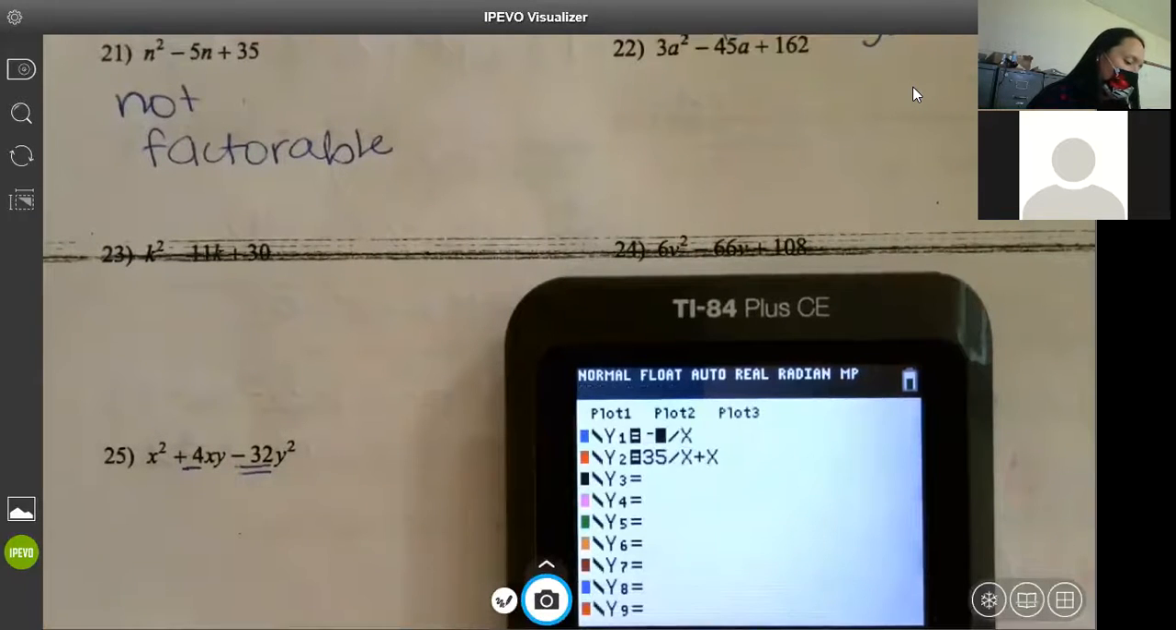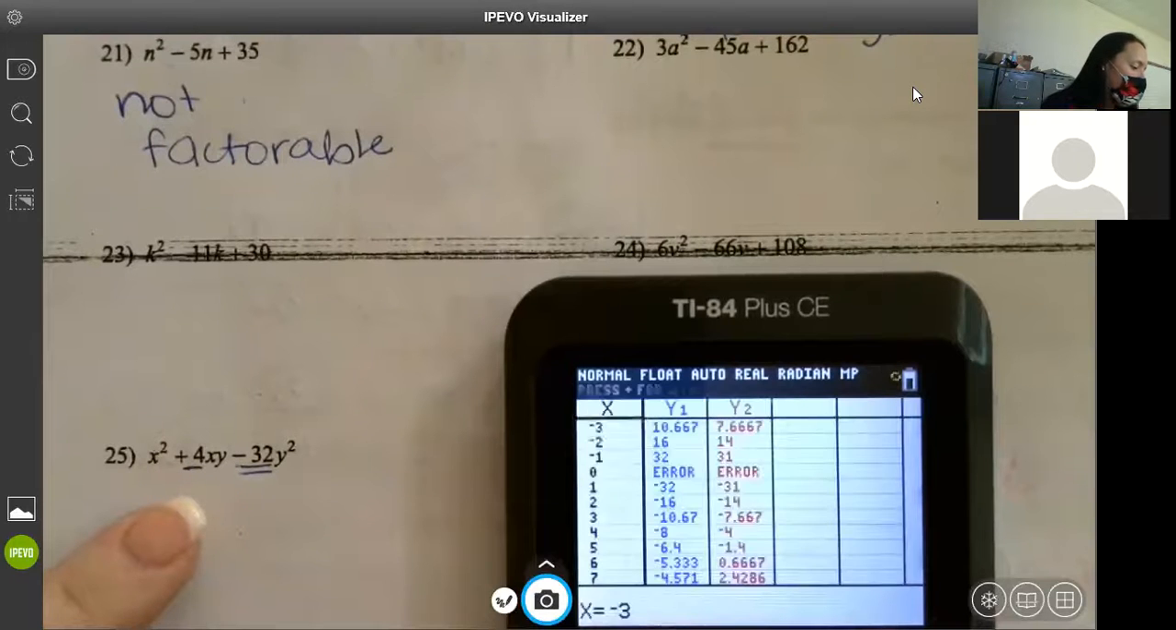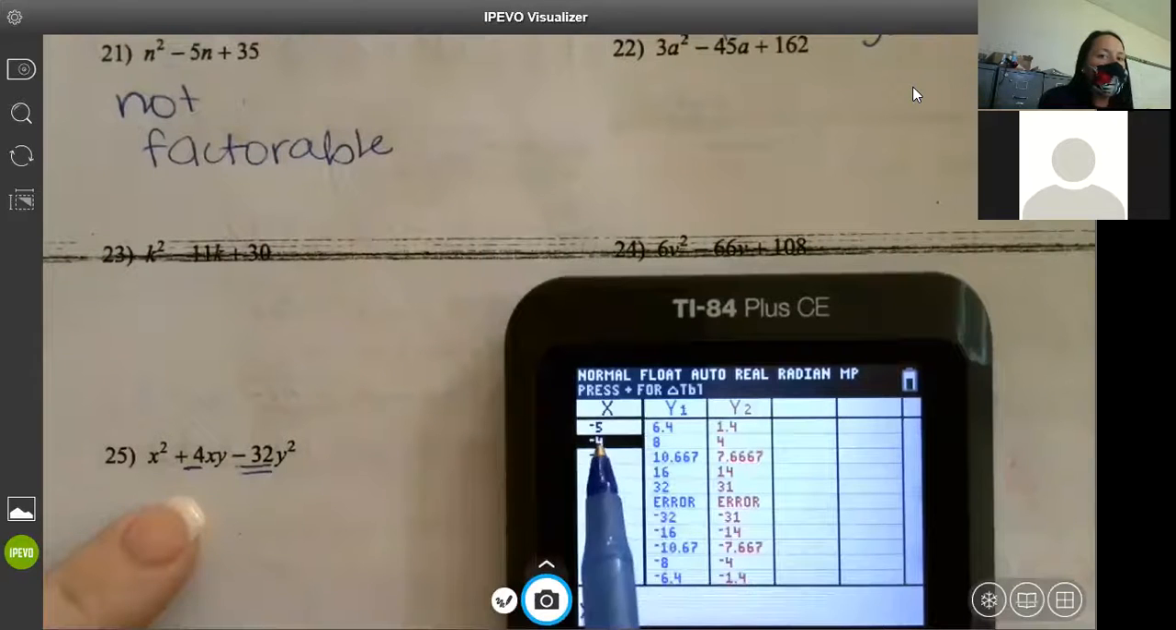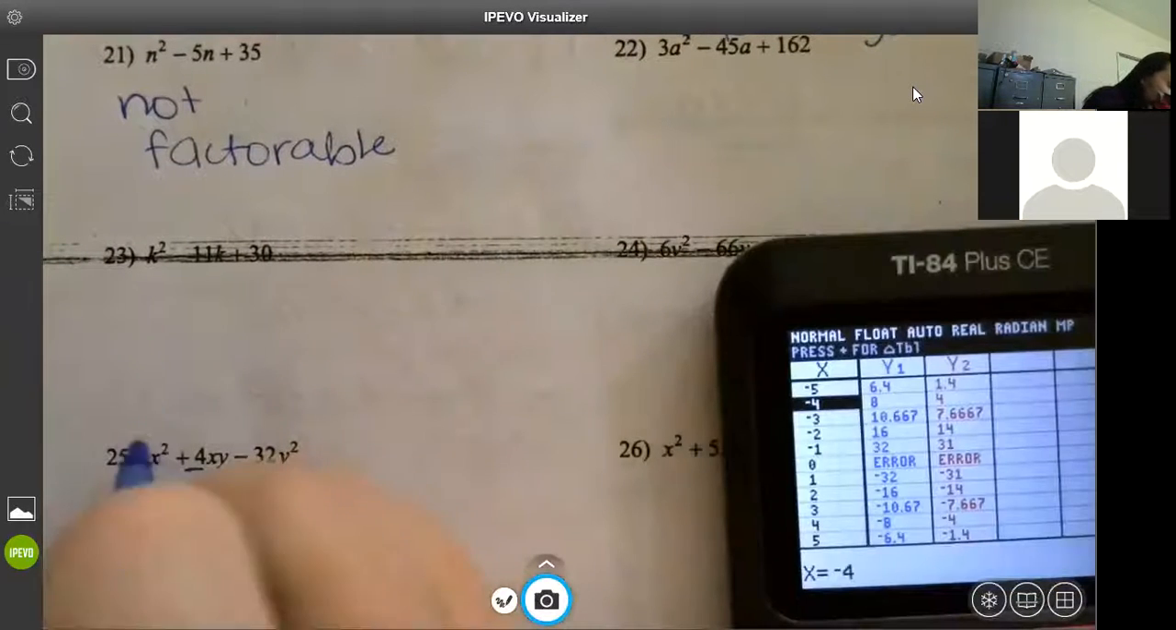So in our calculator, we're going to do -32 divided by x, and -32 divided by x plus x. We're looking for +4. There's a +14, +7. There's +4. What are my two answers? 8 and -4. Here's how you write them.